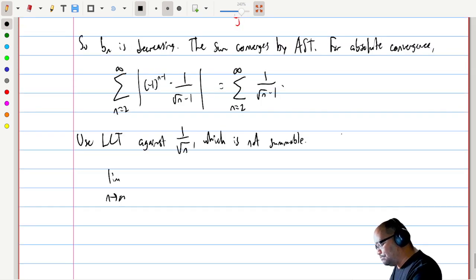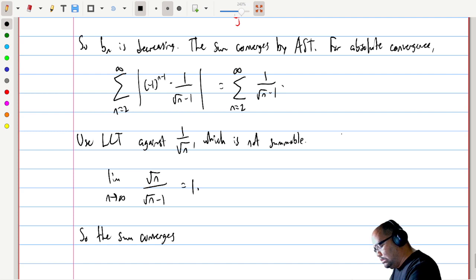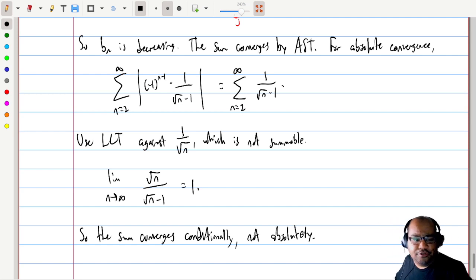And you can clearly see, take the limit here. I do 1 divided by the other. It doesn't really matter which way I do it. That limit is 1. So the sum converges conditionally, not absolutely. Okay, so that's just how you figure that one out.